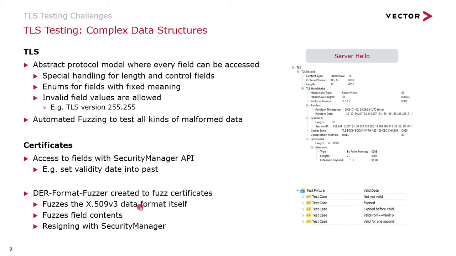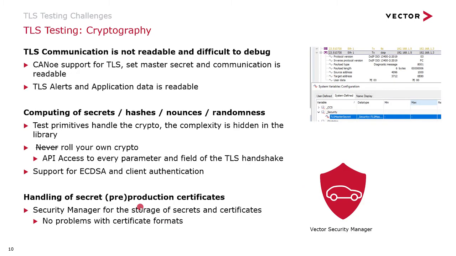And then we have a third challenge in TLS testing, and that is that it's actual cryptography. It begins already when you establish a TLS connection: you can't see what's inside, and it's difficult to debug. Here CANoe helps us, because in CANoe you can set a master secret. Our library automatically uses the calculated master secret, sets it into the CANoe variable, and afterwards we can see the exchanged TLS application messages in clear text.